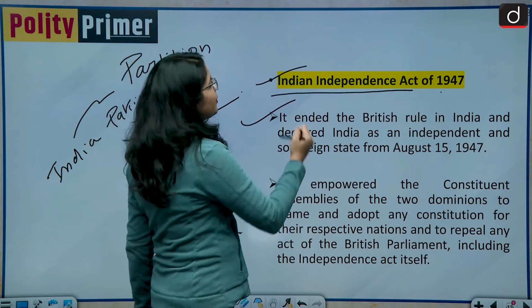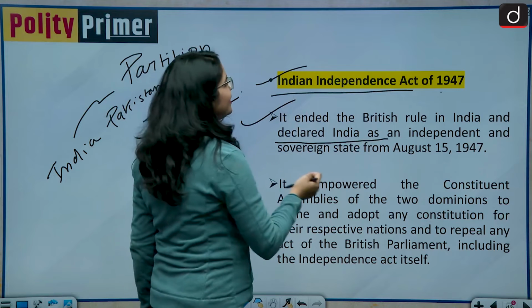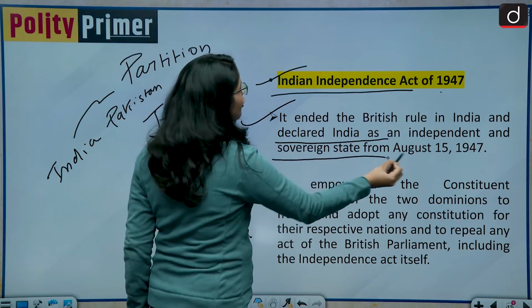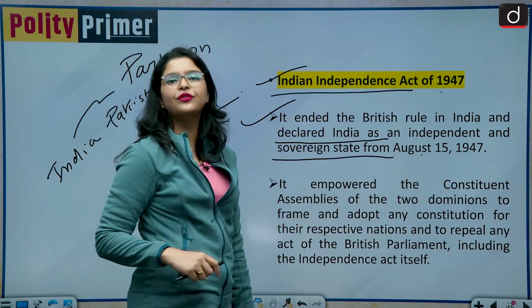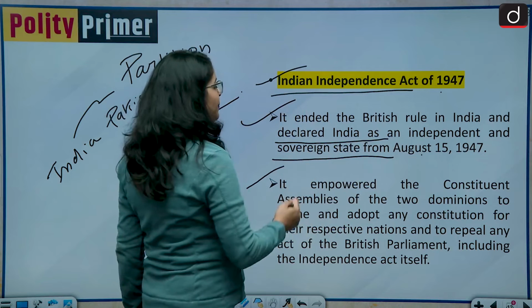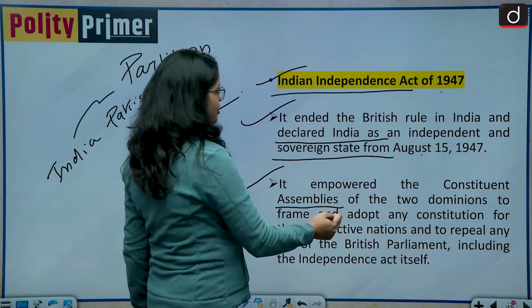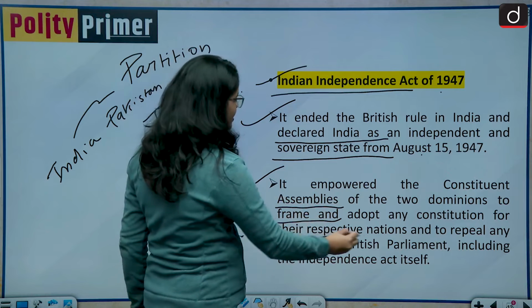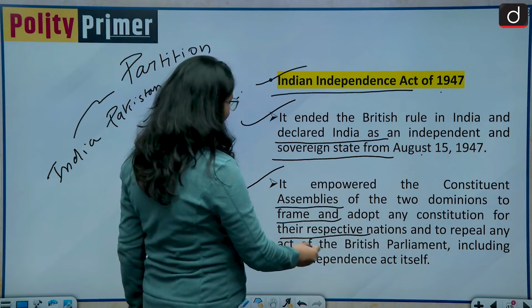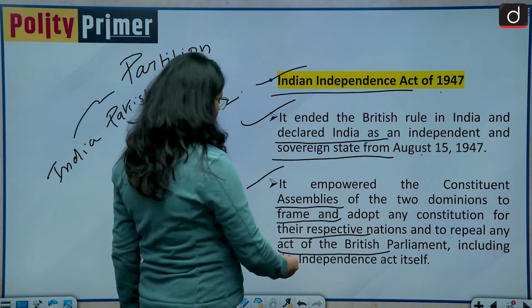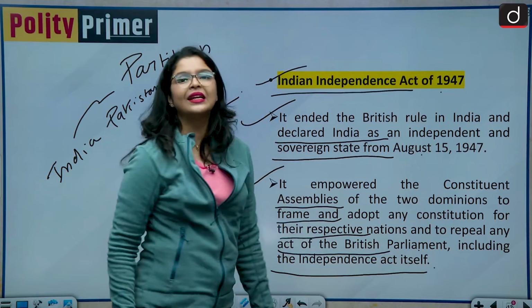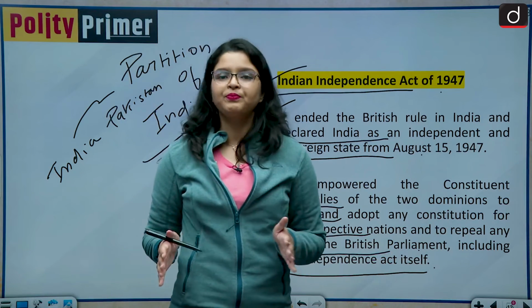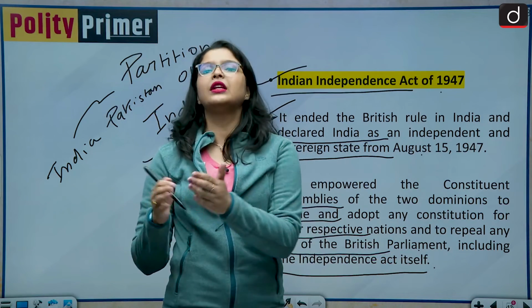Okay, so it ended the British rule in India and declared India as an independent and sovereign state from August 15, 1947. It empowered the constituent assemblies of the two dominions to frame and adopt any constitution for their respective nations and to repeal any act of the British Parliament, including the Indian Independence Act itself. So this act is the basic act which led to the partition of India.